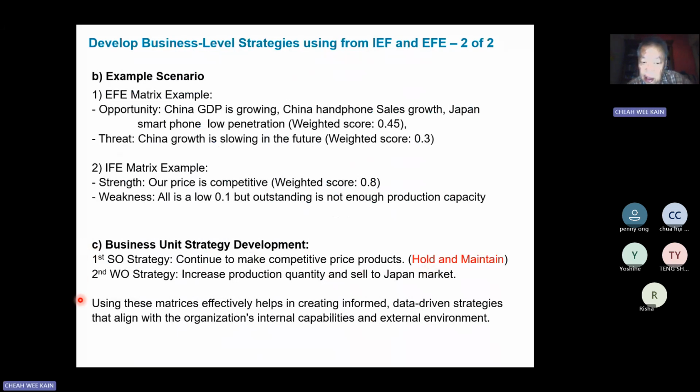Okay. Now the second strategy, maybe you want to increase production quantity and sell to the Japan market. Because if you look at the IE matrix here, you also got winners, all is low driven but outstanding is not enough production capacity. So maybe you want to increase production quantity to sell to Japan. But please remember, when you say increase production quantity, it's not asking you to make new factories. It's better you try subcon. Get subcon to make for you and sell to Japan. So that's how we do.